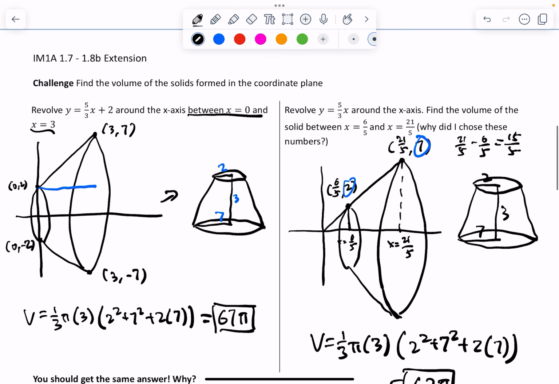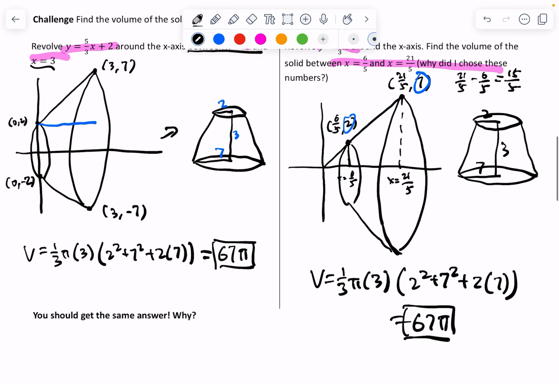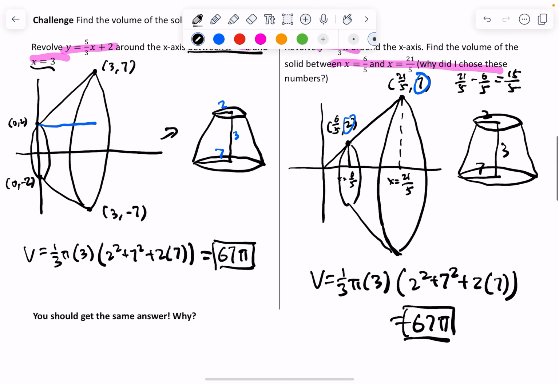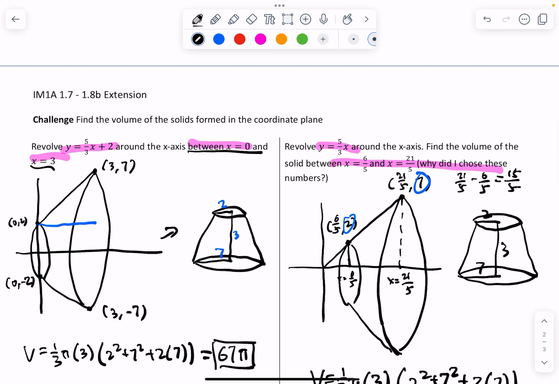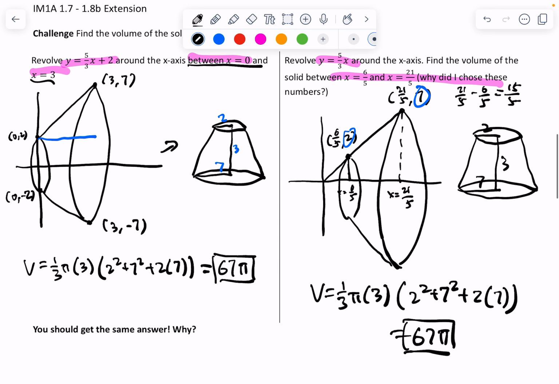Interesting. Now, if you look at these two problems, they don't look the same. We're not revolving the same equation, and our limits are not the same. So why do we, in the end, get the same frustum? Now, this goes back to what I explained previously about how you can complete the cone or use the formula of a frustum. And this is kind of a graphical way to represent it.